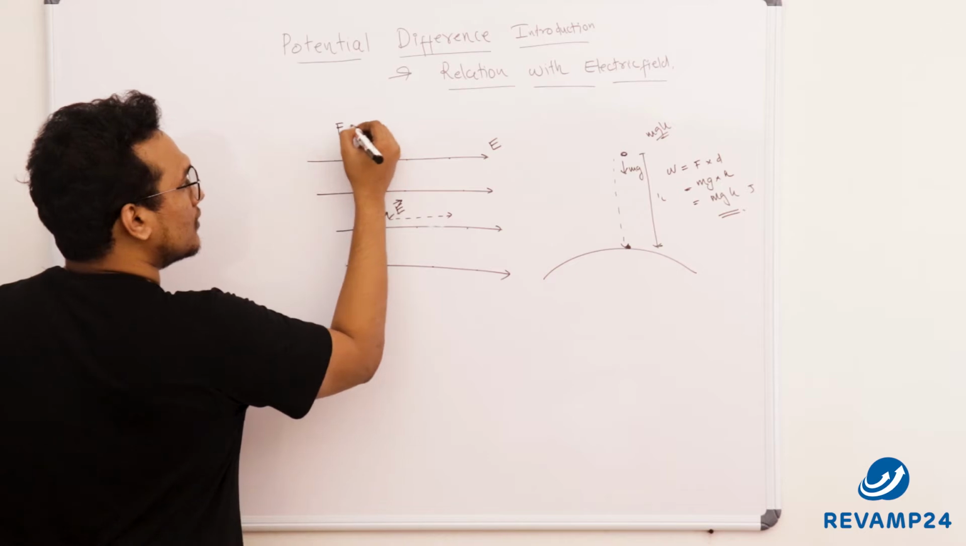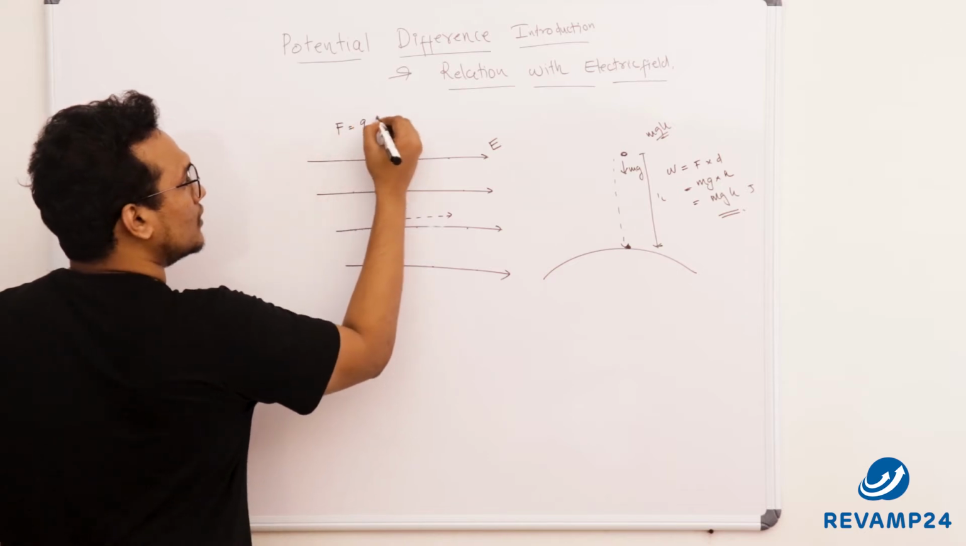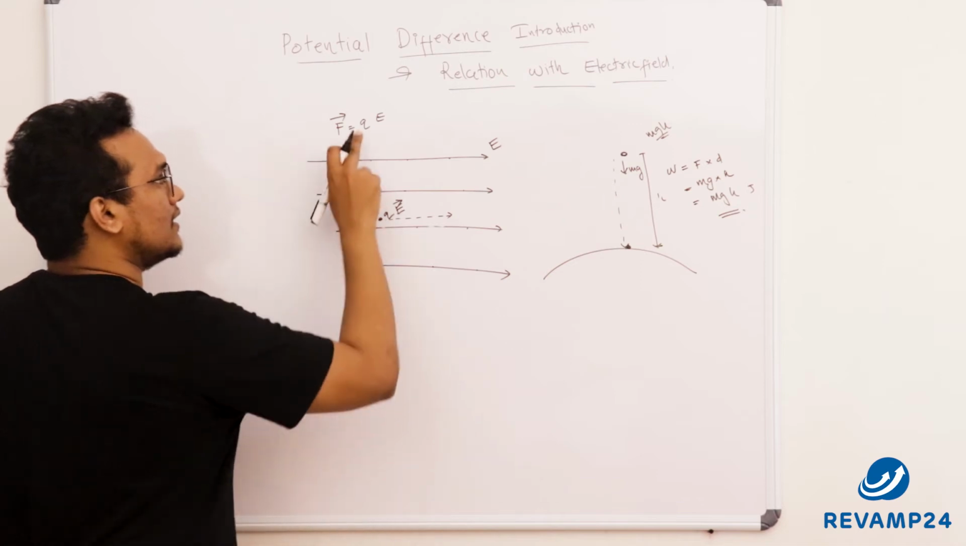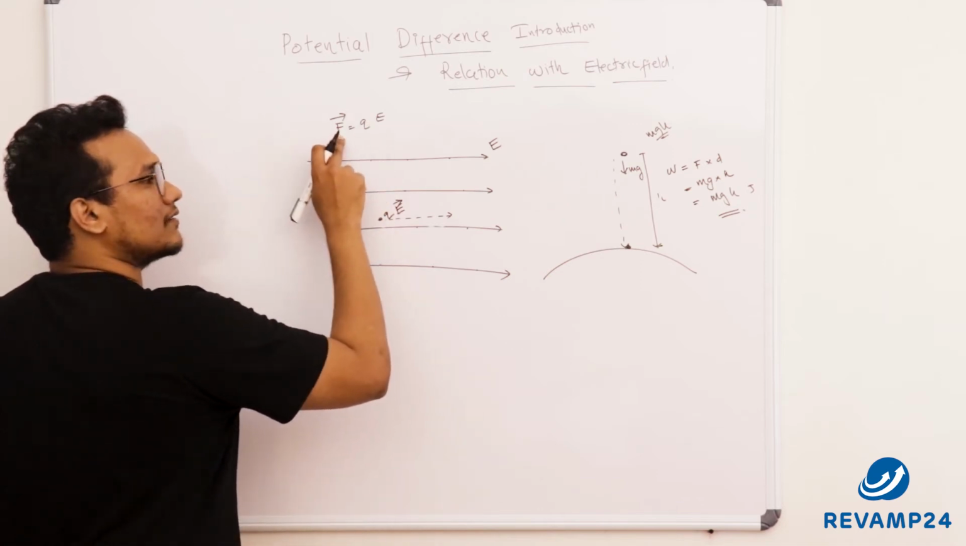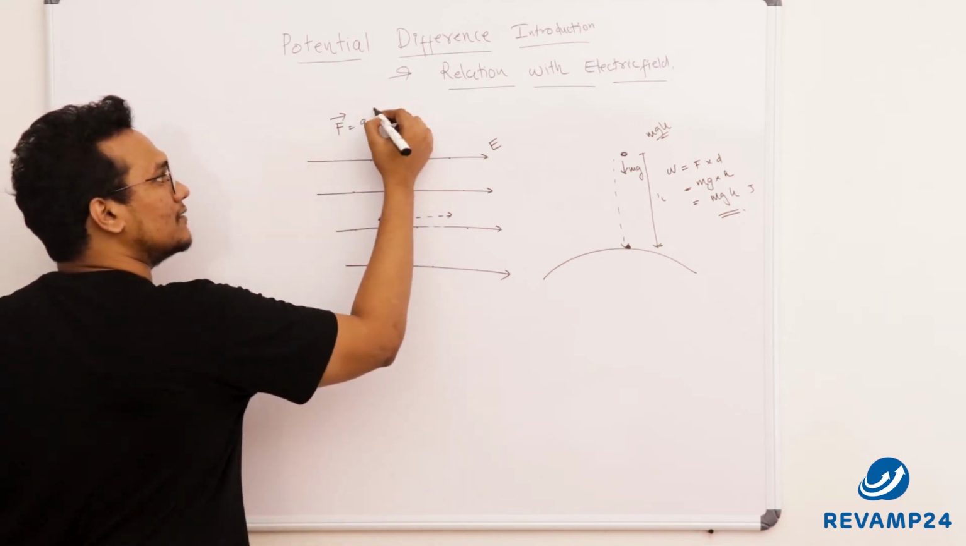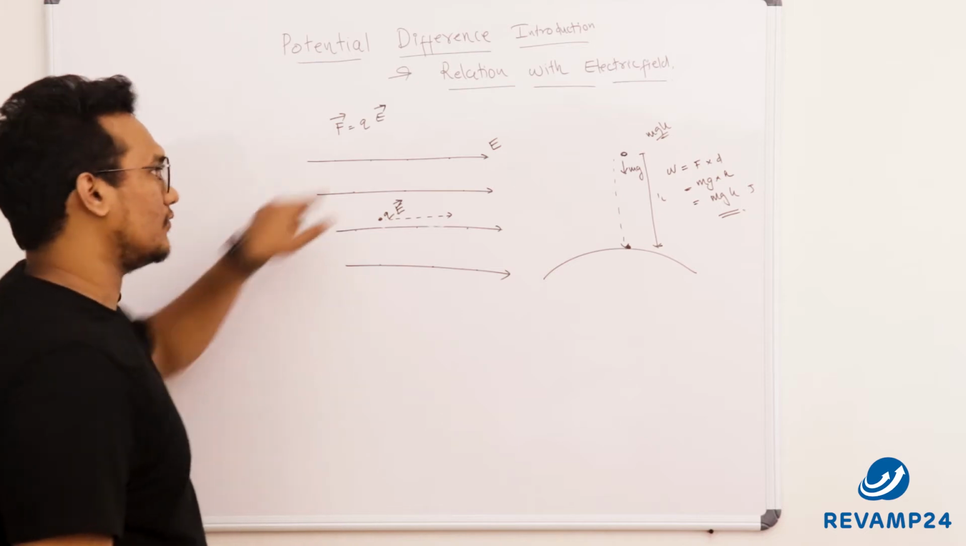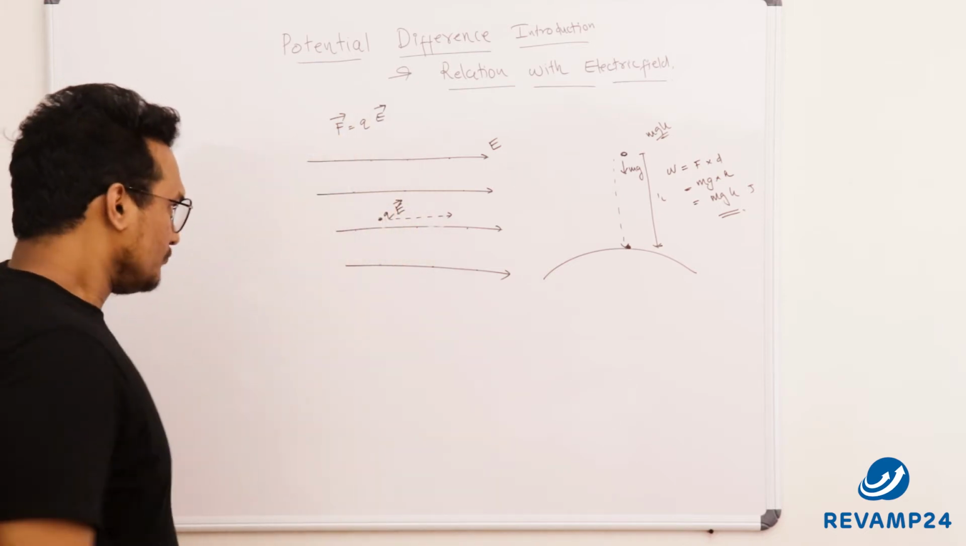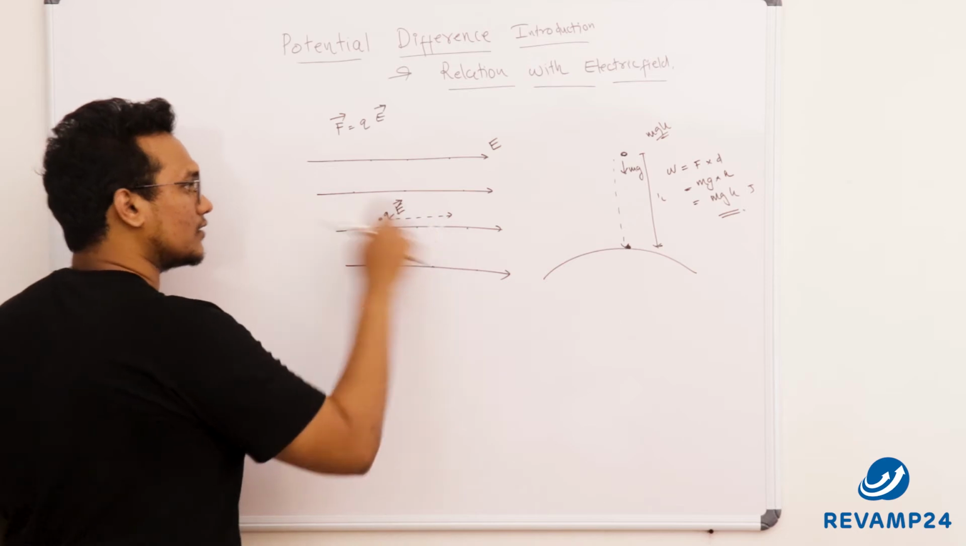Let me give you the equation. F is equal to Q into E. So, F is a vector. It has both magnitude and direction. Q is a scalar. So, what is the direction of force? That is simply the direction of the electric field itself, because Q is a scalar and E is a vector. Now, the object will move from this position to this position.